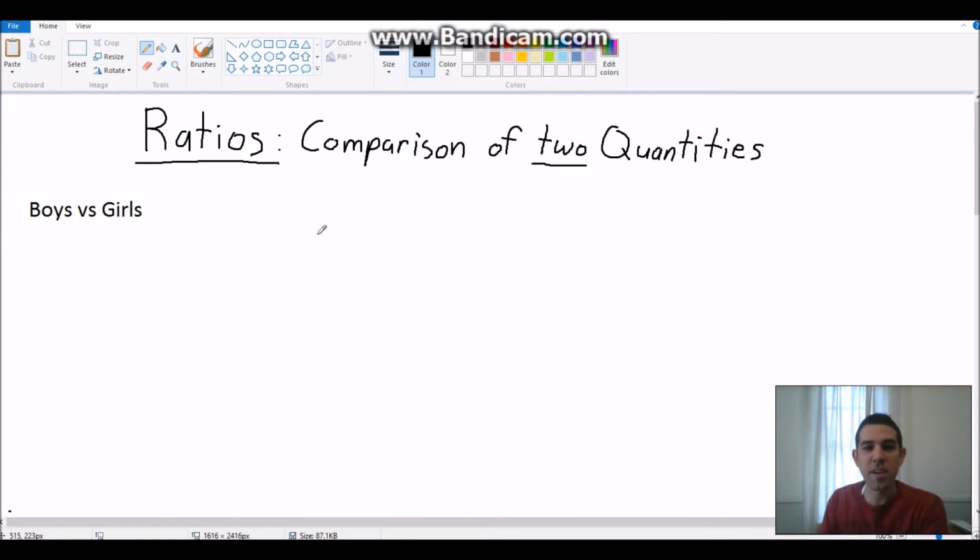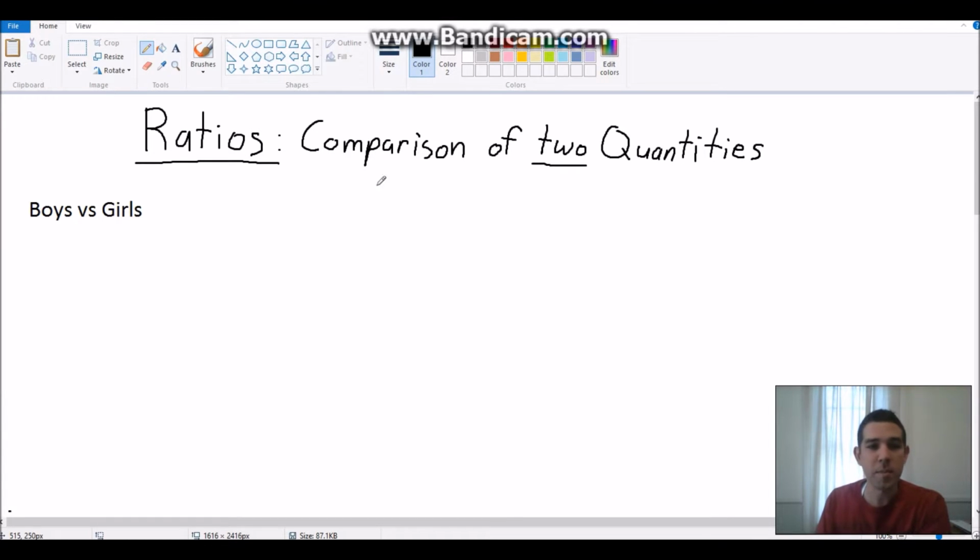Today we're going to talk about ratios. Now ratios are really important in pre-algebra because they get us ready for algebra. In algebra we're going to constantly be comparing two quantities, and that's what a ratio is. It's just the comparison of two quantities. Quantities is a number of things.